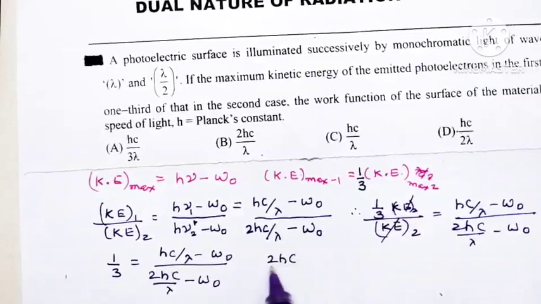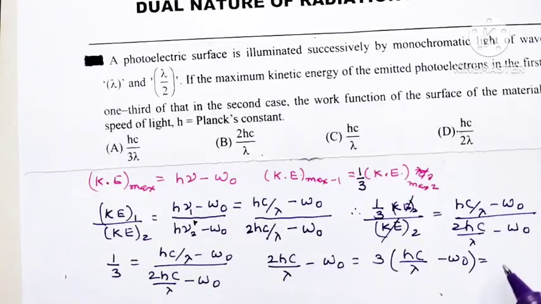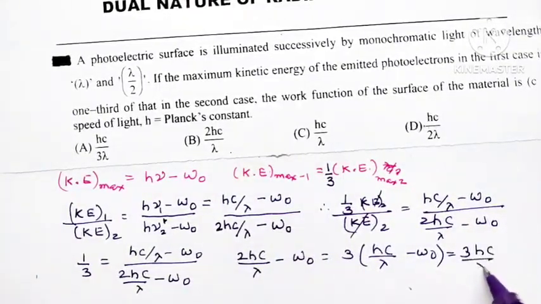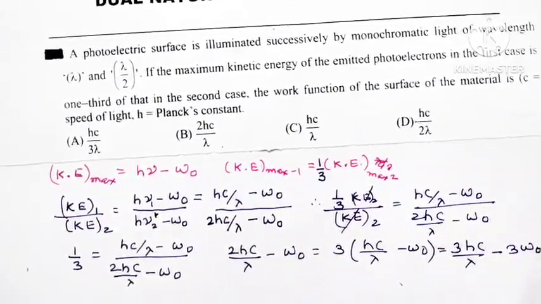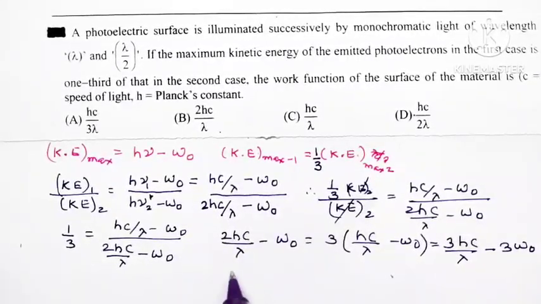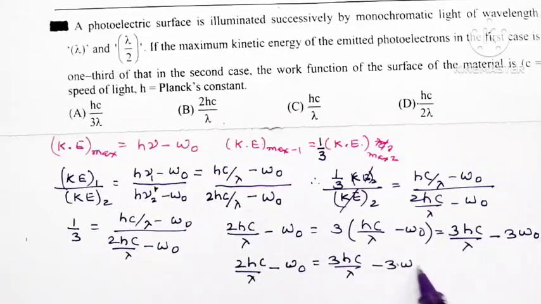So what we will get, 2 hc by lambda minus omega 0 is equal to 3 into hc by lambda minus omega 0. So multiply this by 3. What we will get is 3 hc by lambda minus 3 omega 0. So here we get 2 hc by lambda minus omega 0 is equal to 3 hc by lambda minus 3 omega 0.